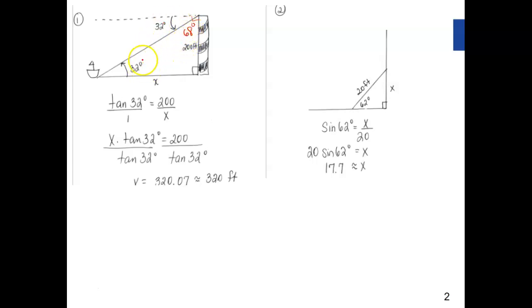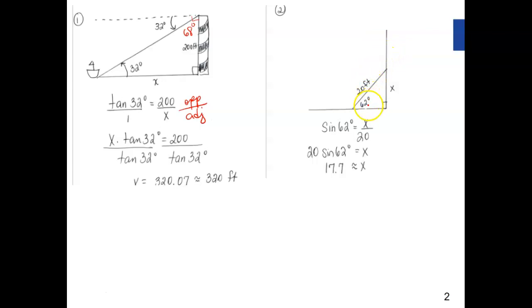If I translate it down here, then when I set this up, this is my opposite side and I'm trying to find my adjacent side. So the trig function that uses opposite and adjacent is tangent. Once I have this set up, I'm going to simply cross multiply. Since tangent of 32 degrees is a number, I'm going to divide that away and I'll get 320.07. So we're going to round that to the nearest whole number and get 320.